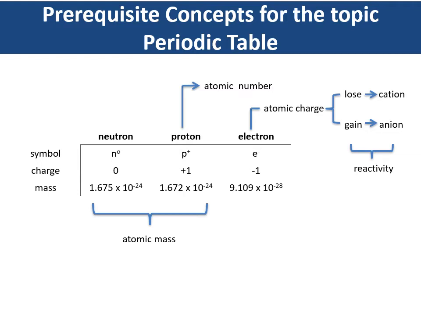So, what are the symbols? Ano nga ba ang mga symbols nila? So, for neutron is small letter N, and then meron siyang maliit na bilog or degree. Next one, for protons, small letter P and positive. That is the symbol for protons. And for electron, small letter E and negative. Okay.